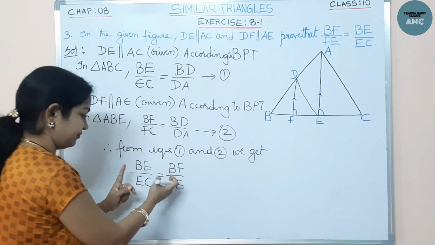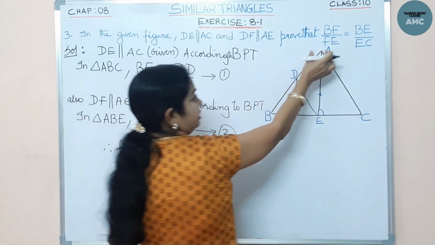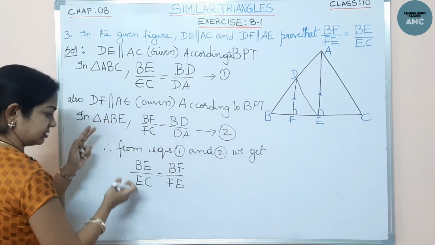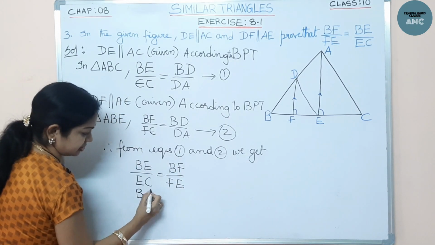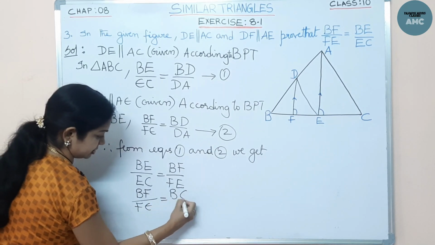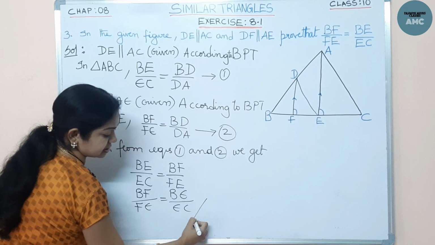But I have written it the reverse way. BF by FE, this side is equal to this side. So just reverse it, LHS to RHS and RHS to LHS. That means this is equal to this. Right. Hence, proved.